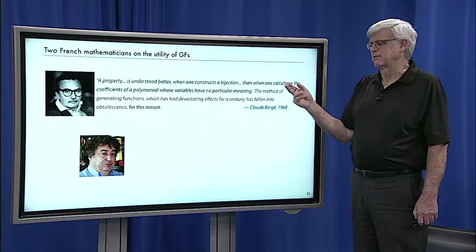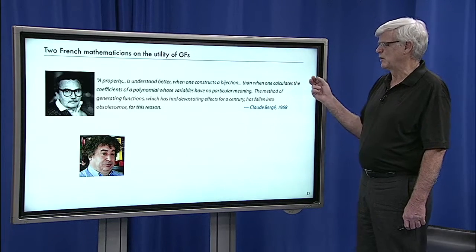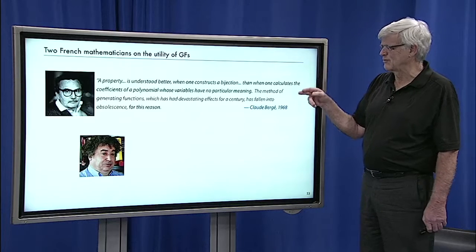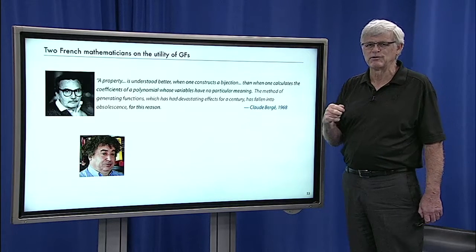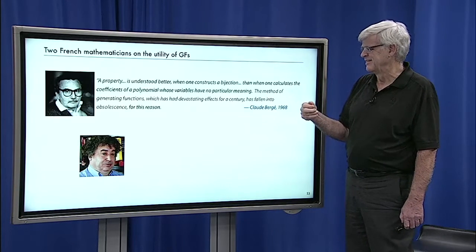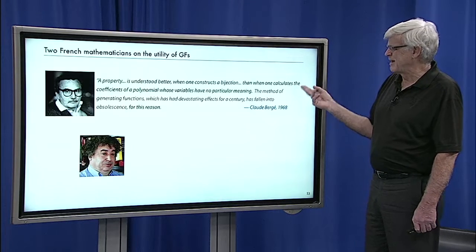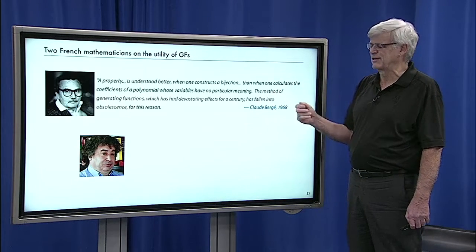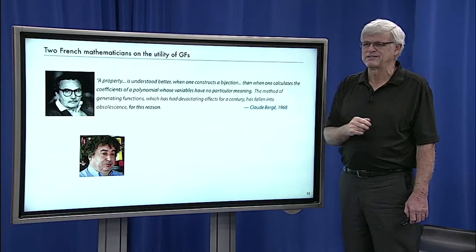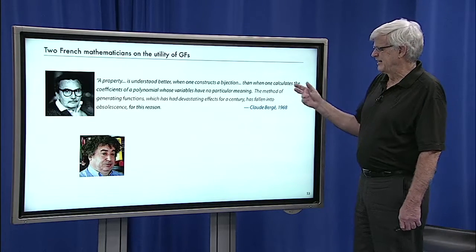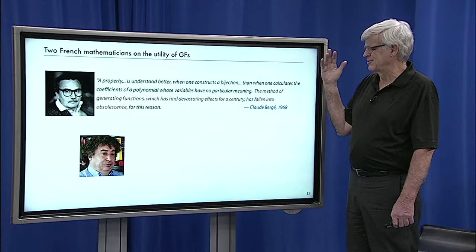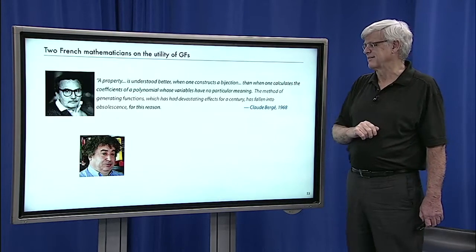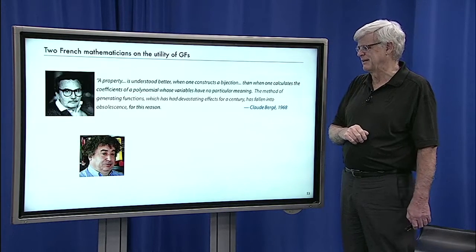Property is understood better when one constructs a bijection than when one calculates the coefficients of a polynomial whose variables have no particular meaning. And what he said was, the method of generating functions, which has had devastating effects for a century, has fallen into obsolescence for this reason. It's something about variables that have no meaning, and devastating effects, I'm not quite sure what he meant.